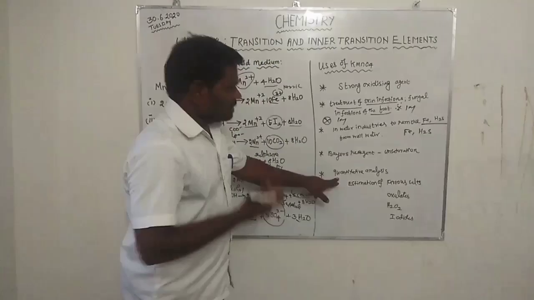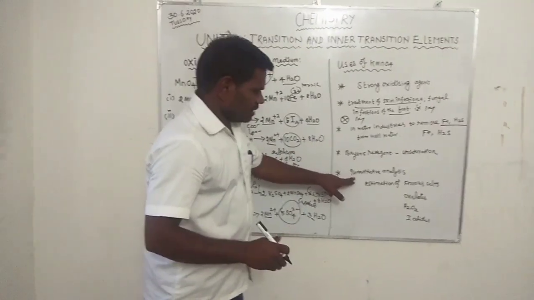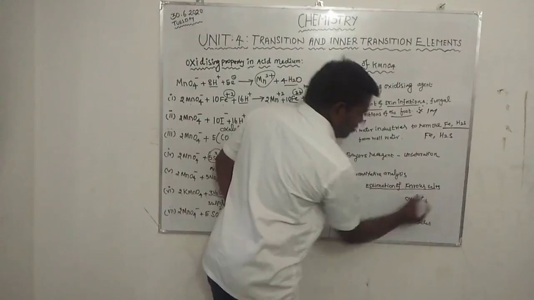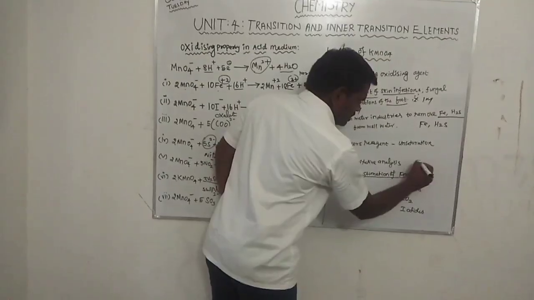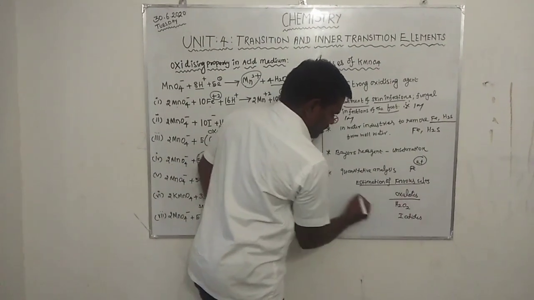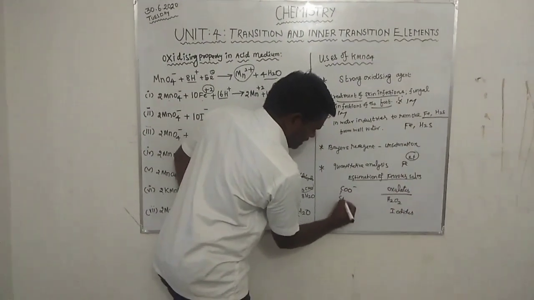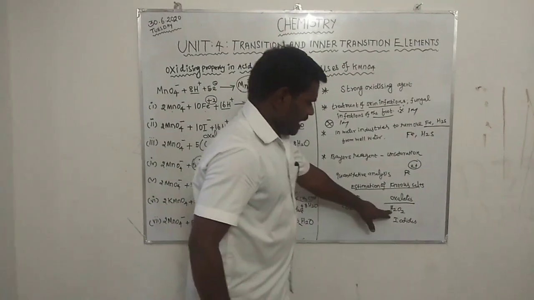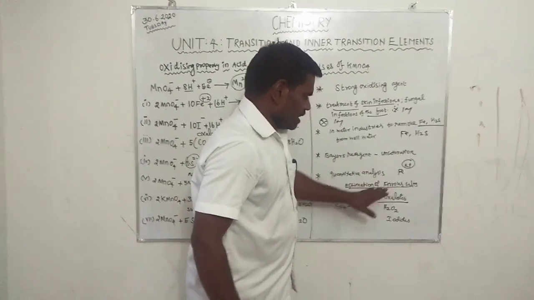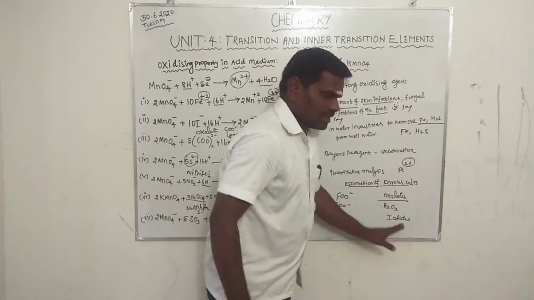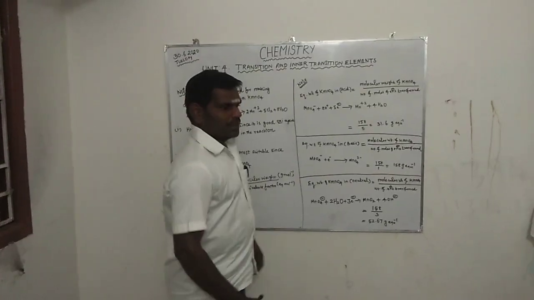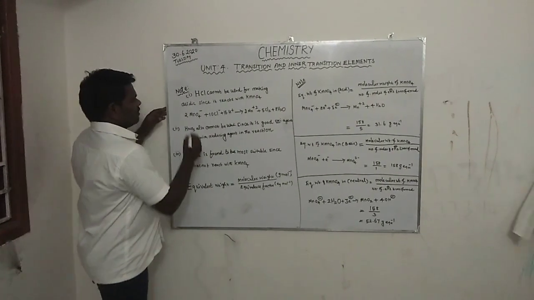Next, potassium permanganate is used in quantitative analysis. For example, estimation of ferrous salt, ferrous indicated by Fe2+, oxalate ion, COO minus and COO minus, hydrogen peroxide, iodides. So, in quantitative analysis, all these ions are estimated by this method. The next topic is a very important one.